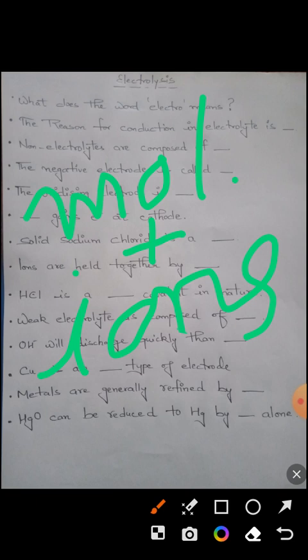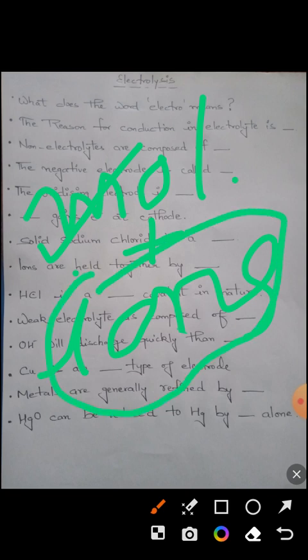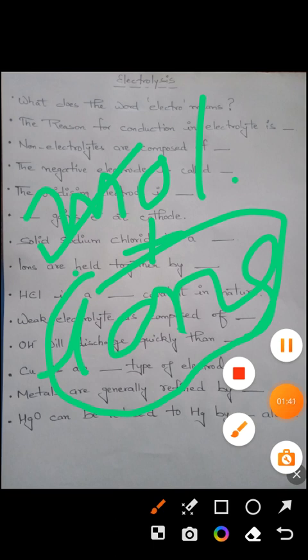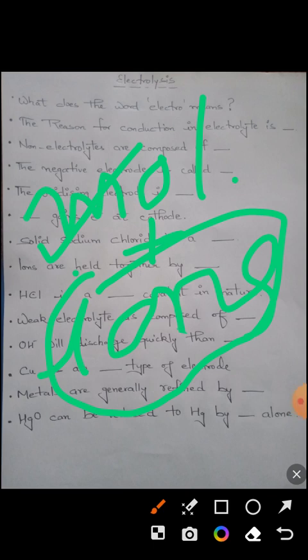But here the question is the reason for conduction in electrolyte is. Now remember that since it is conducting, we are not at all talking about molecules. We are only talking about ions. So the answer will be: the reason for conduction in electrolyte is ions. You don't have to mention molecules, because molecules come in the case of non-electrolyte. In the case of weak electrolyte, what you have to mention is both molecules as well as ions.